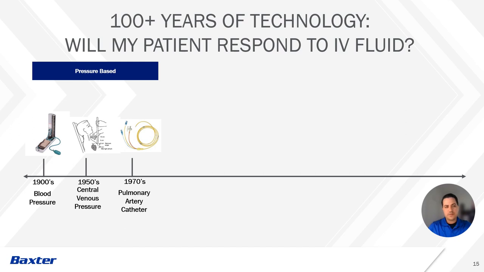CVP has been out for quite some time too. It's a static measure of pressure in the IVC. When it's in the normal range, it's questionable how helpful it is. It's also around 50% reliable when it's in that middle range. It could be helpful if it's really high or really low, but it's not really helpful when it's in the middle. PA catheters are really invasive. We're really only using those these days in open heart units, or perhaps the cath lab.